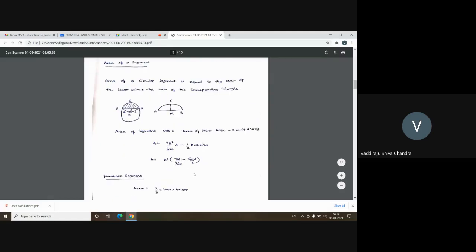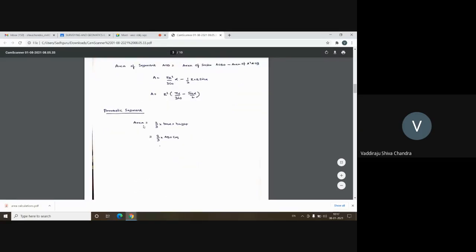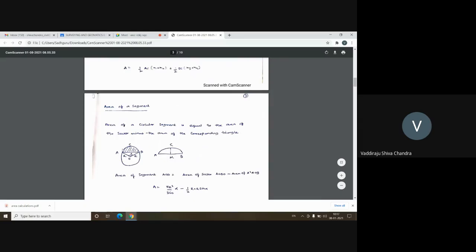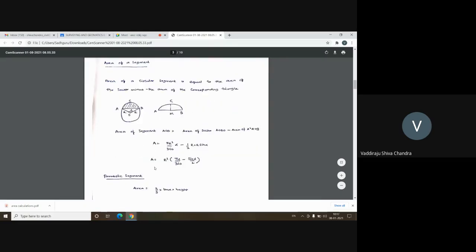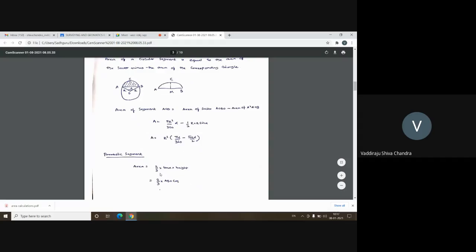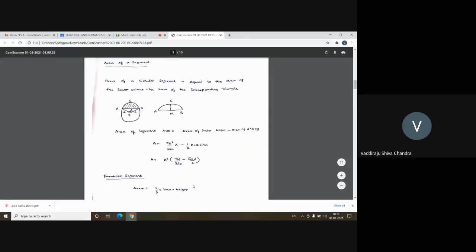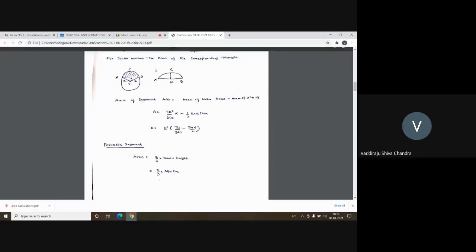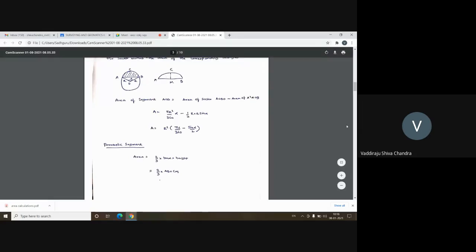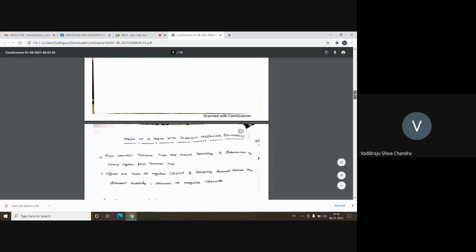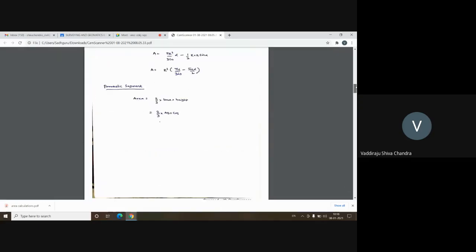These equations are already studied by you many times right from your schooling. You just need to remember those equations. Here ACB is a circular segment, but if you want to determine the area of a parabolic segment, the area is given as 2 by 3 into base into height. That is 2 by 3 into AB into the height CM. So these equations you need to remember.